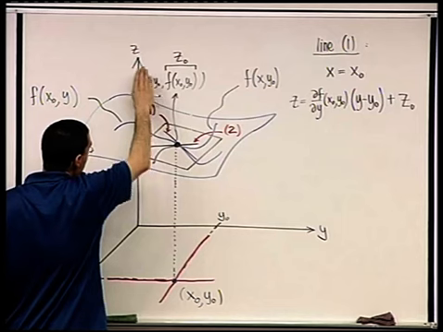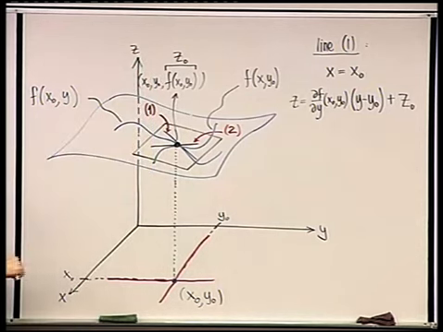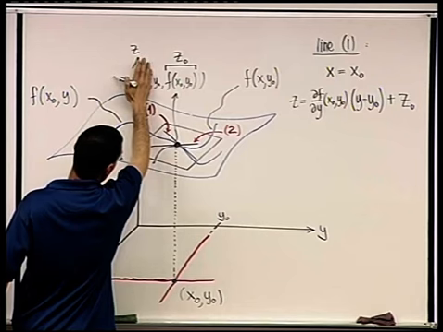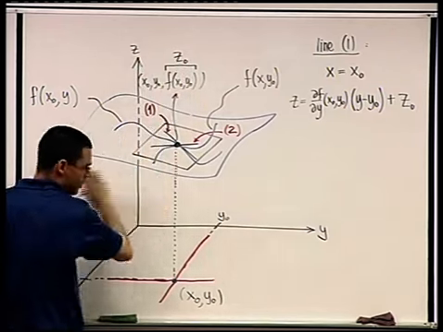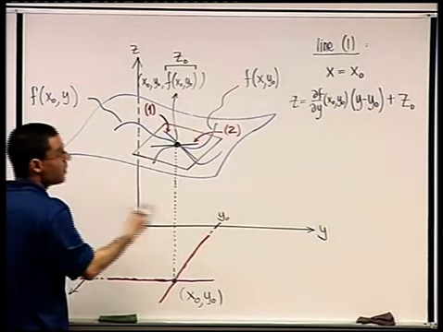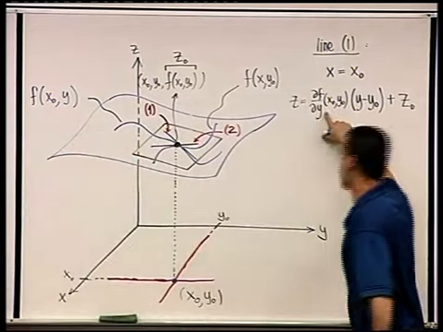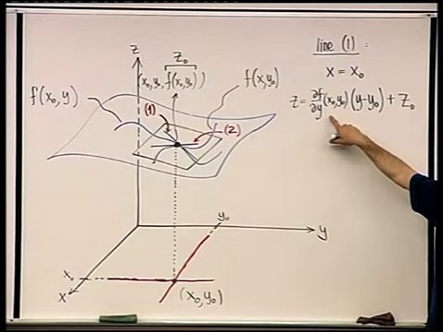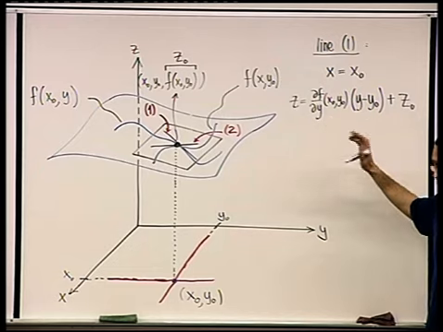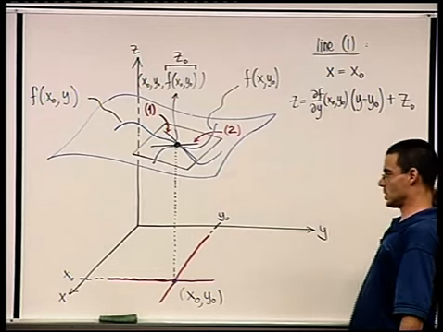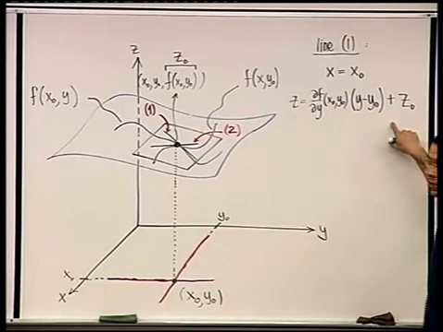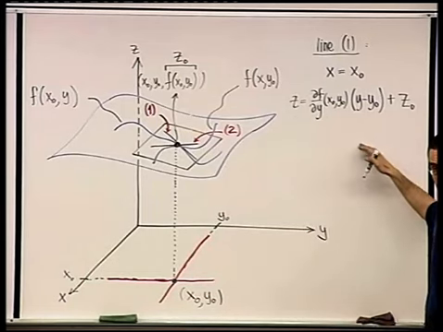But x0 is fixed. I'm only thinking of y and z. So it's an equation of a line going through y0, z0. Everything is in the yz plane, going through y0, z0, with slope f sub y, the derivative of f with respect to y. Can you picture that? Okay, you may need to think a bit. Think we're slicing like this. There's only y's and z's, and it's z as a function of y. Okay, good, everybody?